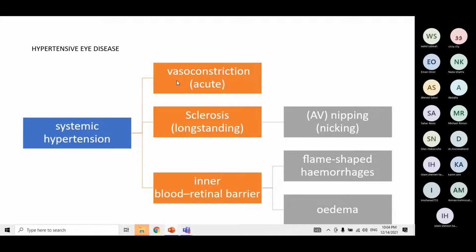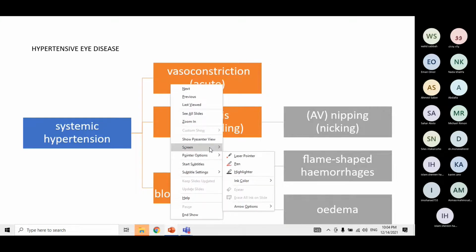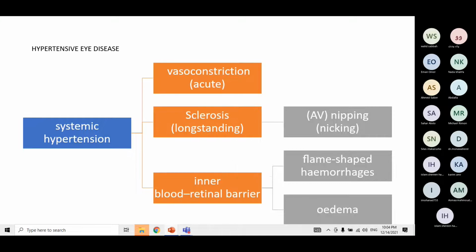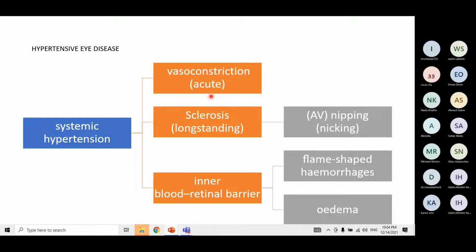we call it a reflex vasoconstriction of the retinal vessels, because they have what we call the autoregulation, and we can find signs of that. Long-standing hypertension causes sclerosis of the blood vessels, which causes the famous signs like AV crossing changes, or what we call nipping or necking. Accelerated hypertension, in addition to causing the vasoconstriction, can cause breakdown of the inner blood retinal barrier, which can lead to hemorrhages or edema.